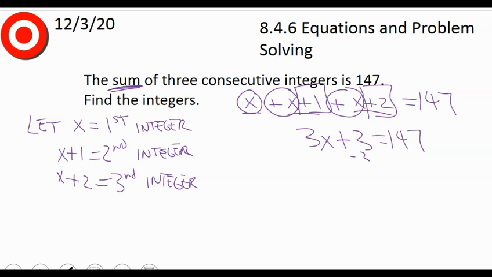Our first step would be to subtract 3. We're going to do that. We get 3x equals 144. We divide by 3, and we're going to get x equals 48. So we solved the equation.